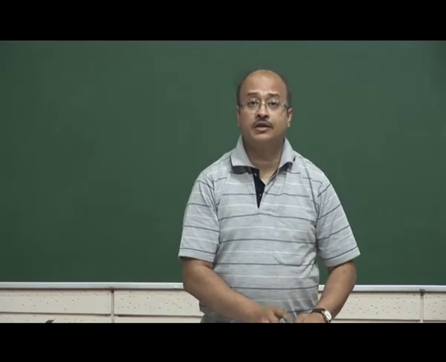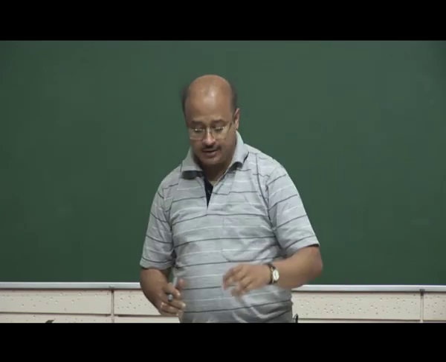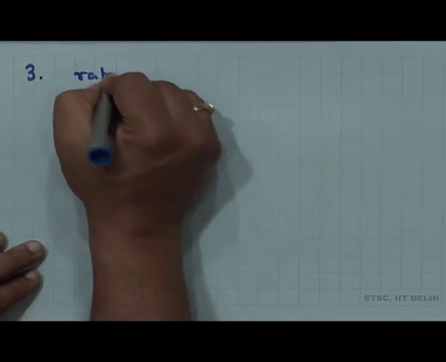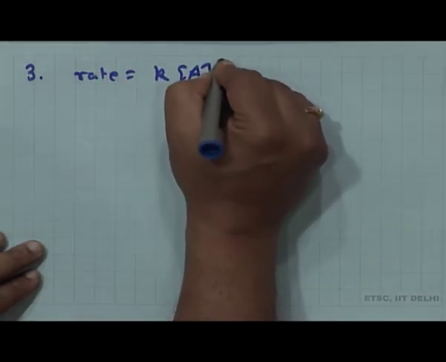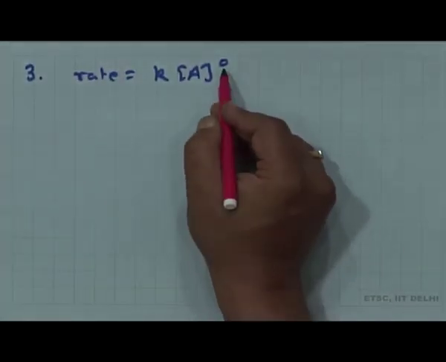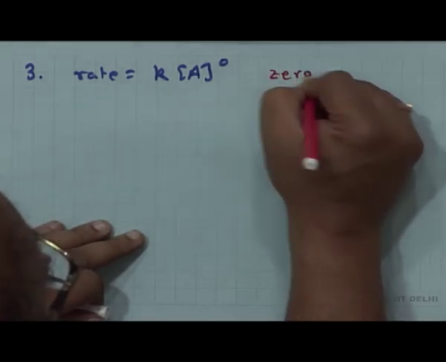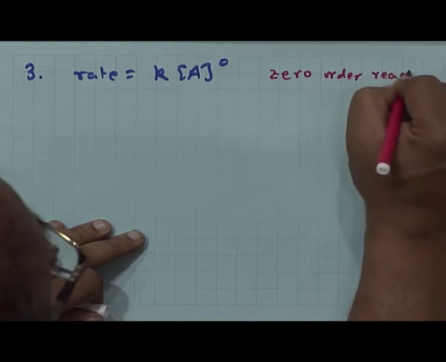These are some things we should be able to tell right away when we look at the rate expression. Then if we have rate is equal to K times the concentration of A to the power 0, remember now n is equal to 0, which means it is called a zero order reaction.